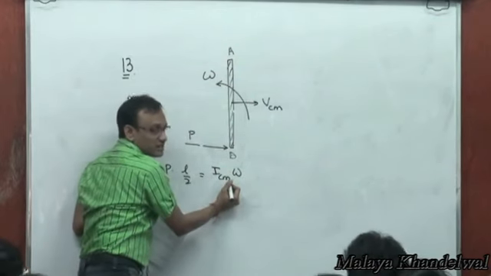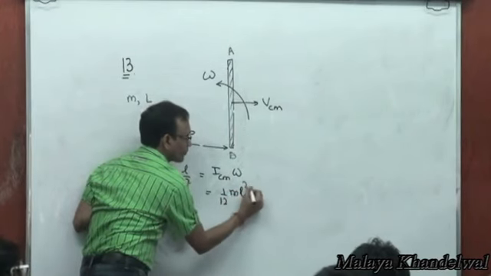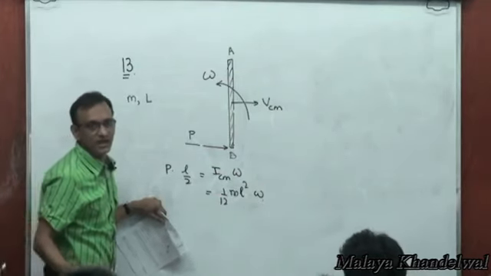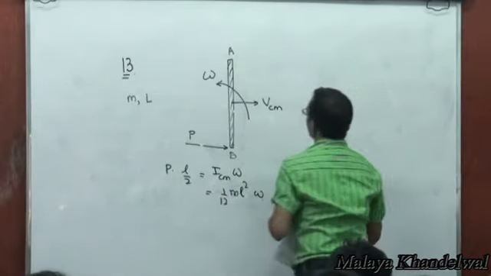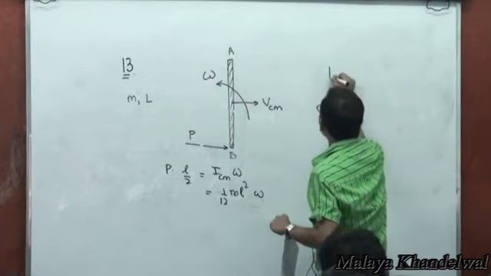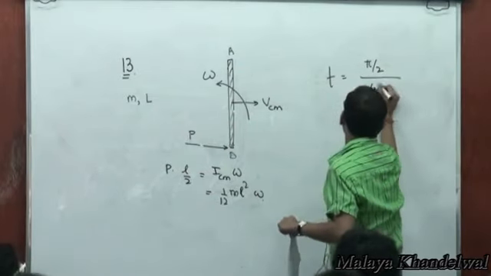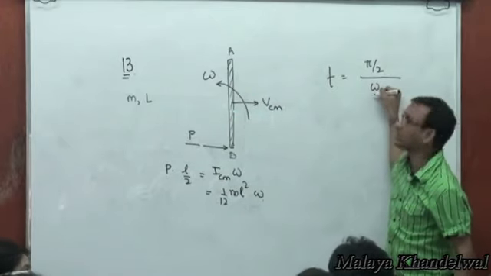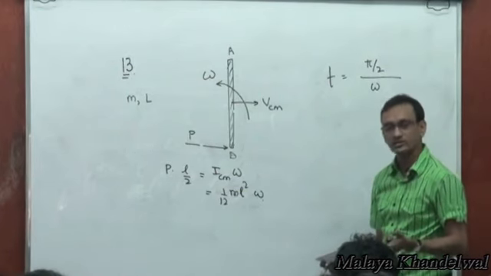So, ICM is 1/12 ml squared. Omega is the angular velocity just after the impulse. And so the orientation of the rod changes commensurate with omega. The time taken to rotate by 90 degrees would be 90 degrees divided by the rate at which the rotation occurs. Total rotation divided by the rate of rotation will give you the time it takes to rotate by 90 degrees. Again, I expected you to get this right.